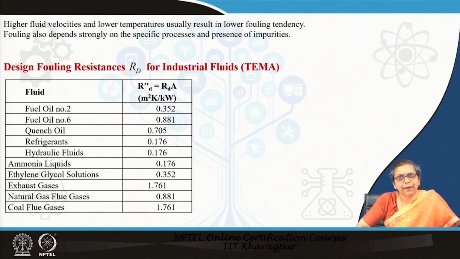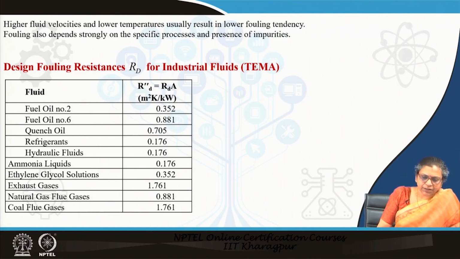This increases the capital cost of the heat exchanger, but at the same time you believe that you will be operating over a longer period and you will be saving on the expenses for cleaning. So, therefore, an optimum has to be struck between the capital cost and the operating cost in order to account for the fouling factors. Now, normally we find that quite naturally when you have a higher fluid velocity and lower temperature, definitely the fouling tendency is low.